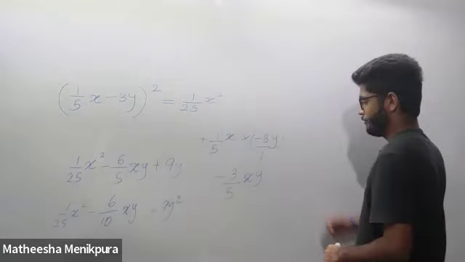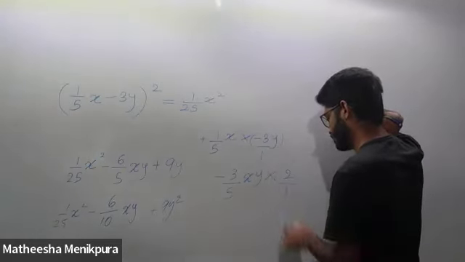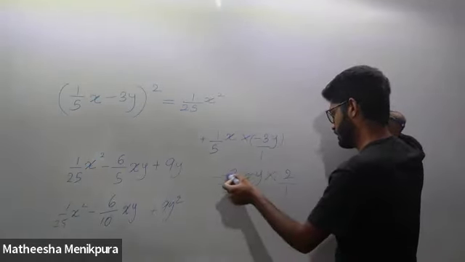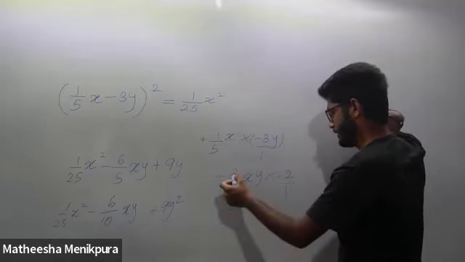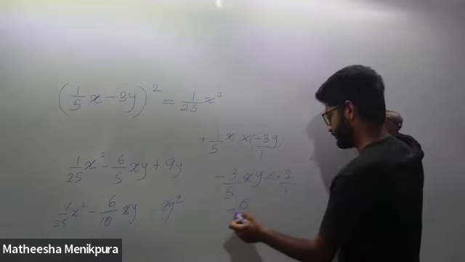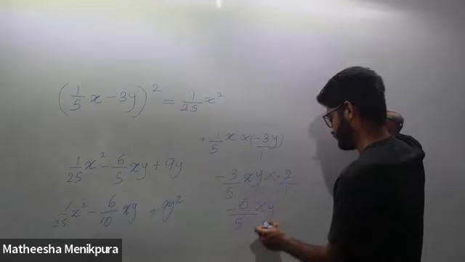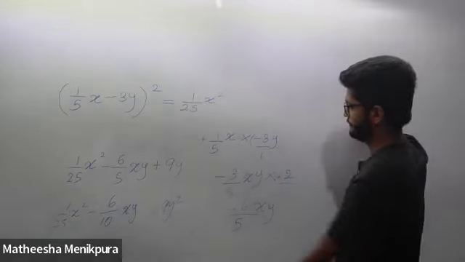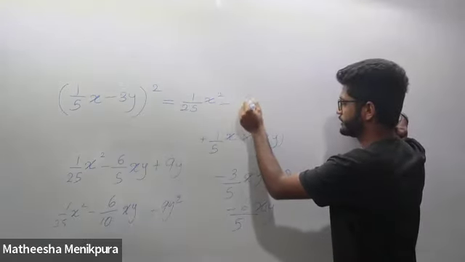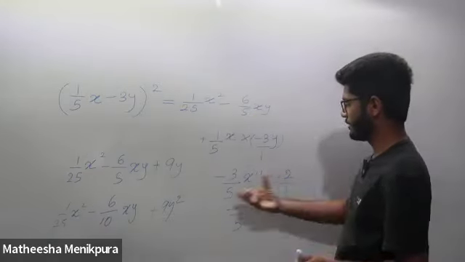Now we have to get the double of that one, multiplied by 2. 2 means 2 over 1. Minus into plus is minus. 3 times 2 is 6. 5 into 1 is 5 xy. So the answer is minus 6 over 5 xy. We have to multiply this one by 2.